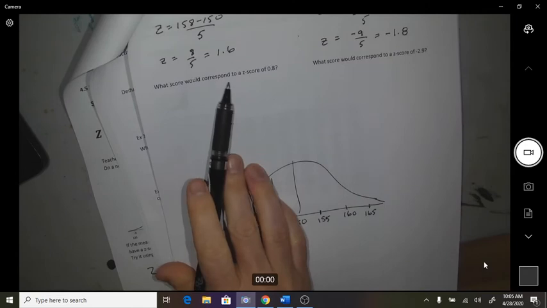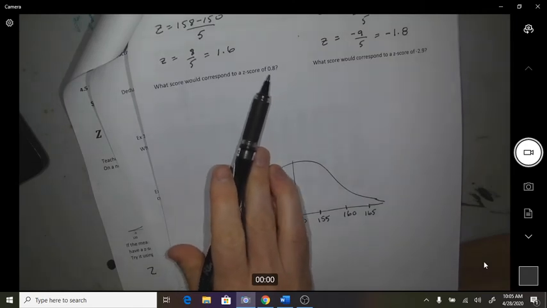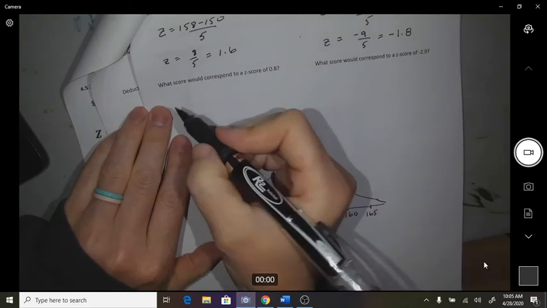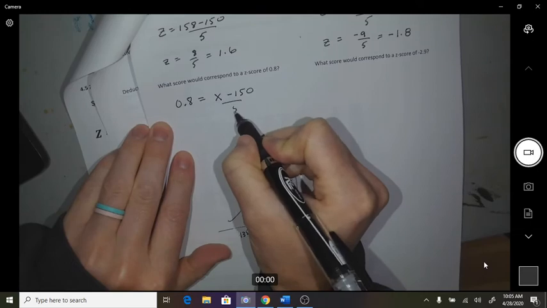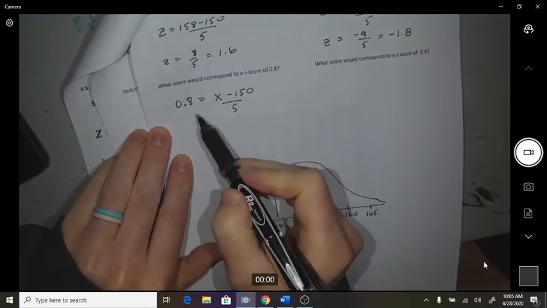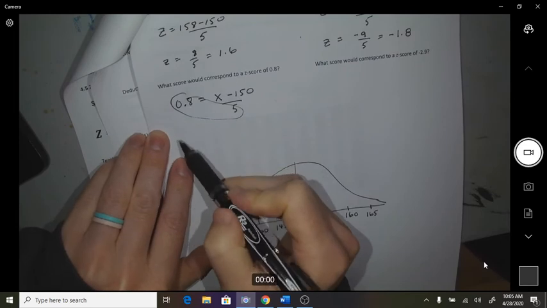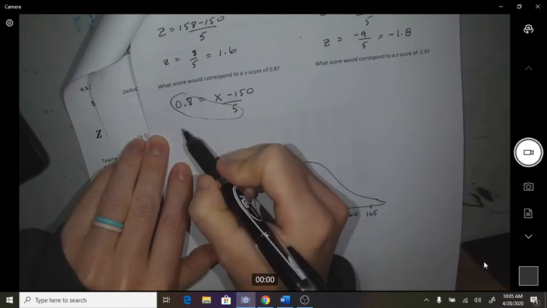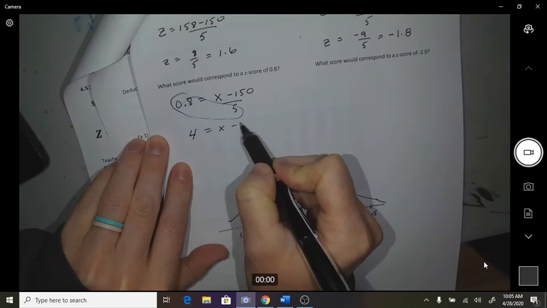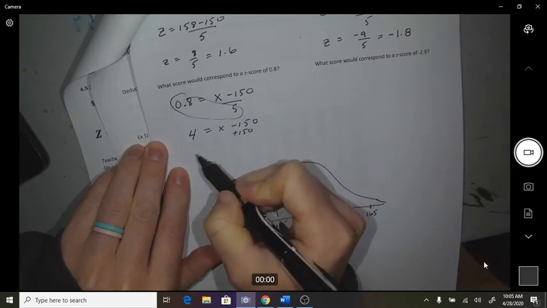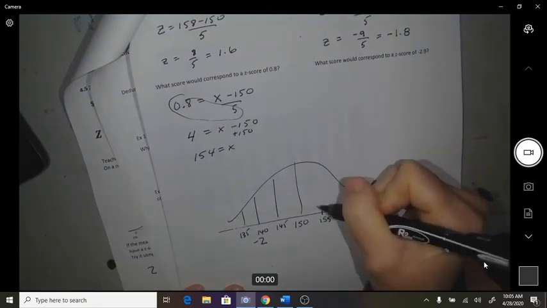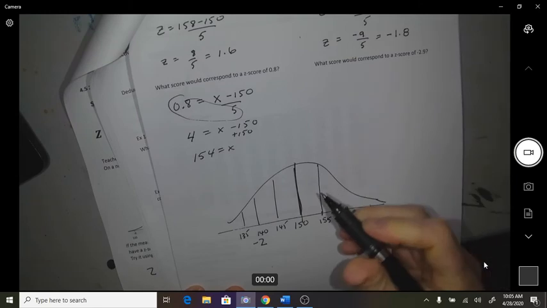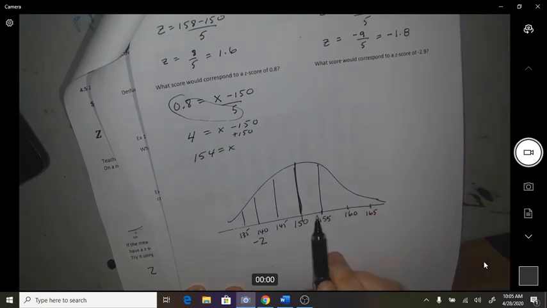What score would correspond to a z-score of 0.8? Okay, so this one's different. We're going to put the z-score in, and now we're trying to figure out what the score is. Okay, so how do you solve this? You would multiply 0.8 times 5, so 4, and then add 150, so a score of 154. Now, to me, I always kind of wonder, does it make sense? The 154 would be right here. It looks like it would have a z-score of 0.8 because this has a z-score of 1.